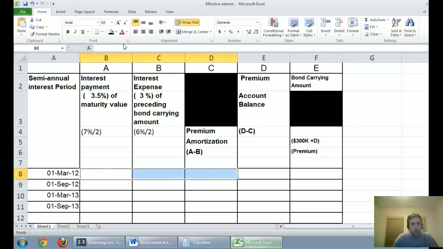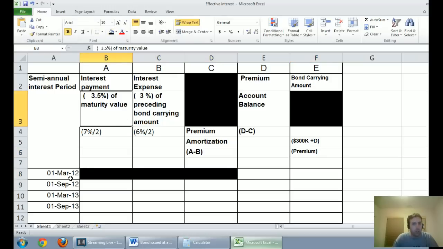Remember, the first 3 items don't get filled in because on March 1st, I'm not making an interest payment. This is where we borrow the money, right? That's what a bond is all about, borrowing some money. We don't pay it back on day 1. We start paying interest in 6 months. That interest expense clock starts on day 1, but nothing's built up as of the first moment of the bond issue. And there's no premium amortization on day 1. So these first 3 cells don't get used.